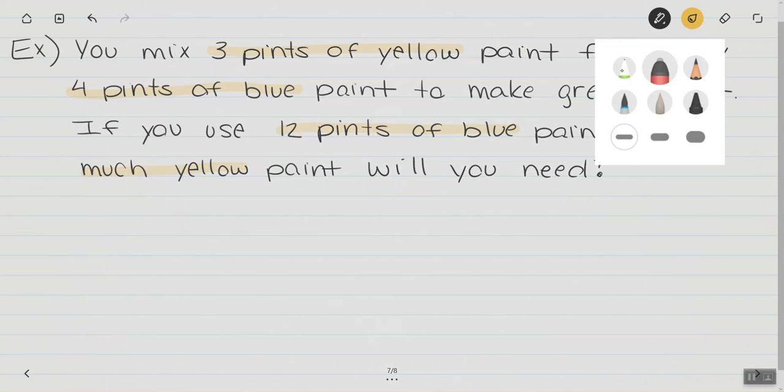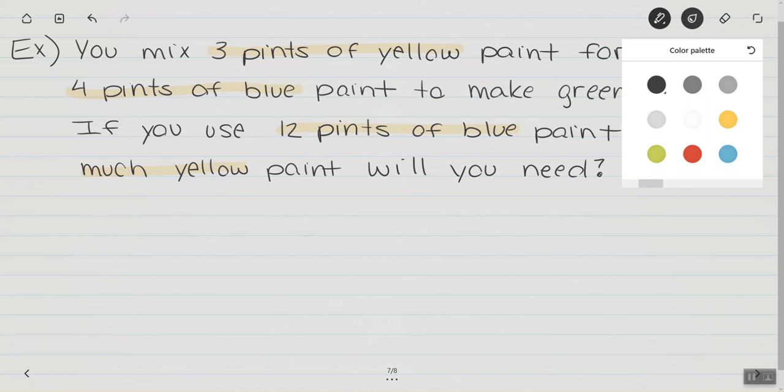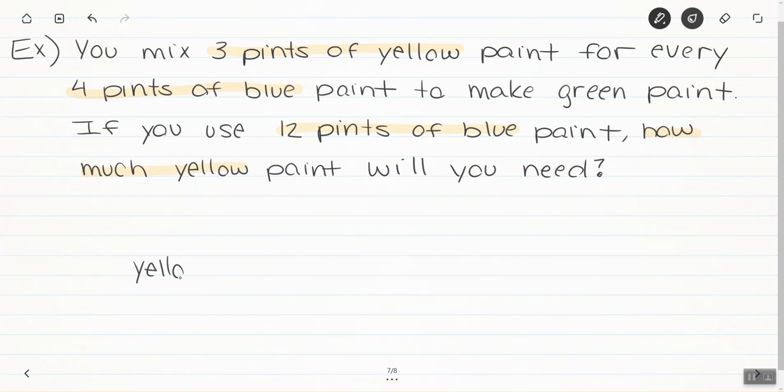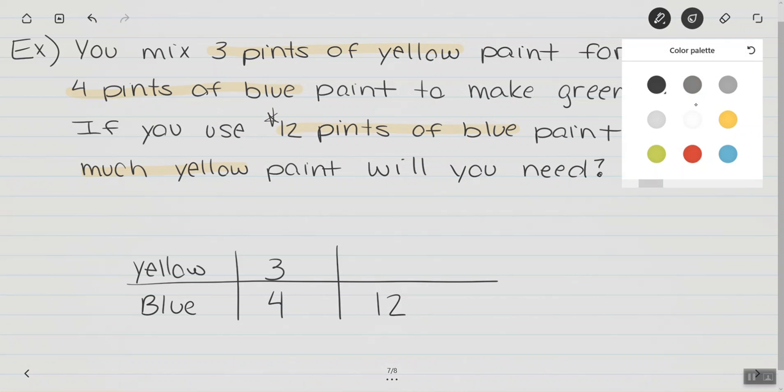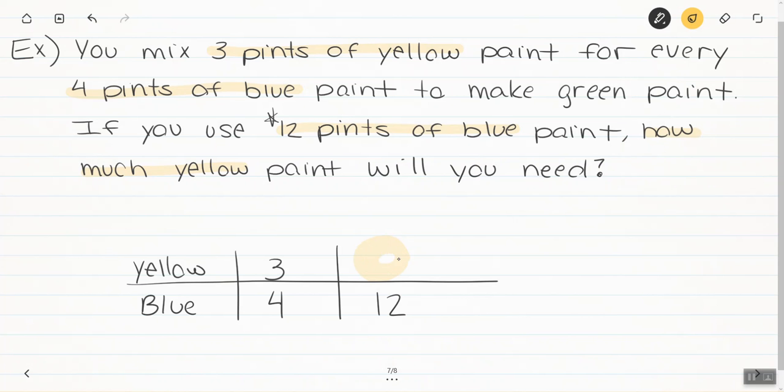So let me set up a ratio table using the information that I'm given. So if I look at that first ratio, I'm comparing yellow paint to blue paint. I'm going to make a ratio table. And it's telling me I have 3 pints of yellow for every 4 pints of blue. And I know that I need to get to these 12 pints of blue. And then it's asking me for how much yellow. So I'm looking for this number here for yellow.